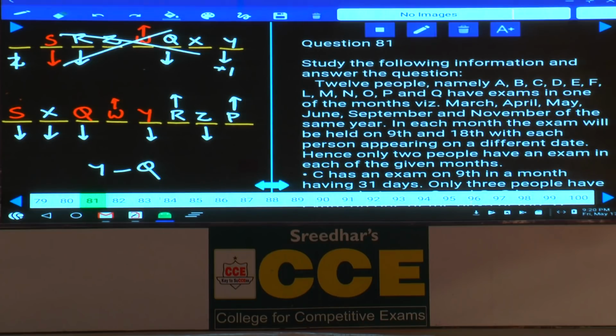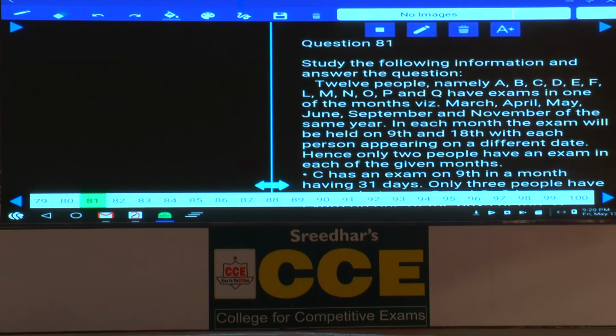Now in total we have how many persons? 12 persons, and 6 months were given. There are 2 different dates. Hence first we need to write down the months: March, April, May. Now what are the different possibilities? March, and in this March what are the 2 different dates we have? 9th and 18th. March 9th and March 18th. And what is the second case here?